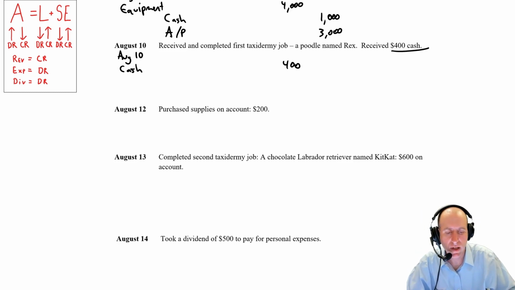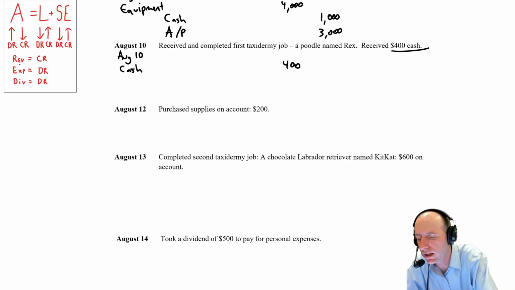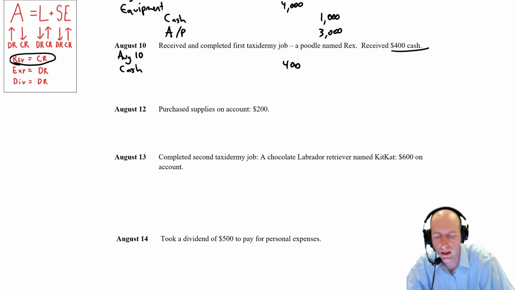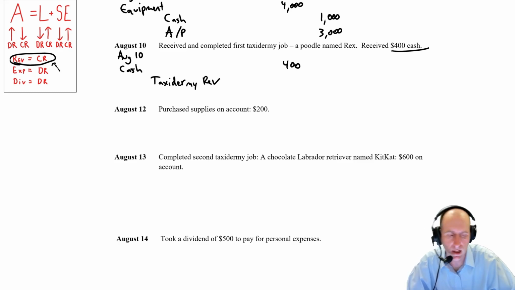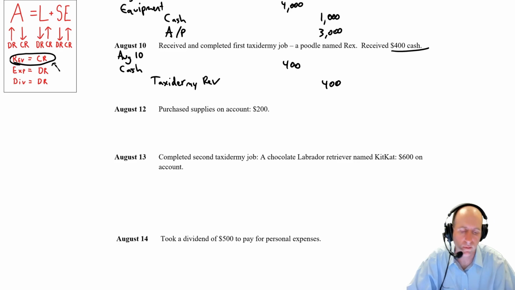Now, what's the other piece of this? Well, it's us earning money. And when I think earn, I think revenue. And that's exactly what this is. This is taxidermy revenue. And of course, we expect to see this be a credit, and it is a credit of $400.